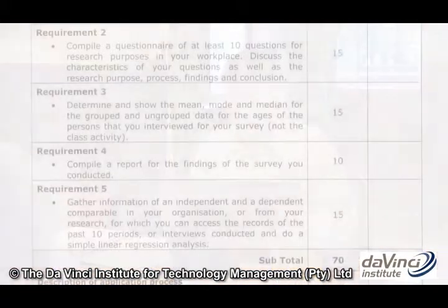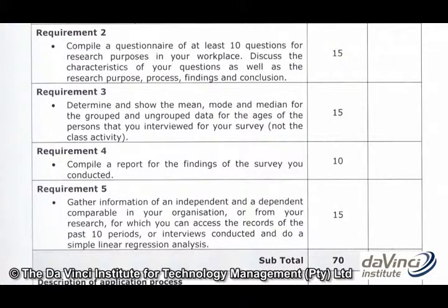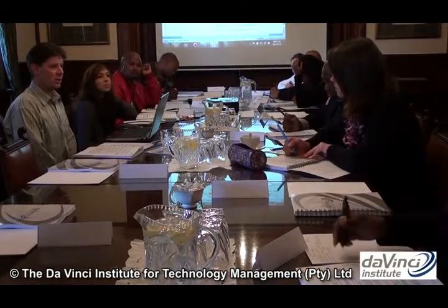And then requirement five, Brandon, won't you read for us, please? Information of an issue comparable to the organization or from your research for which you can assess the records of the past 10 periods. All interviews conducted and do a simple linear regression analysis. Okay, so we're going to learn about linear regression. Can you remember linear regression? Who remembers linear regression? Come on, aviation student. You should know what linear regression is. Can you remember what that is?